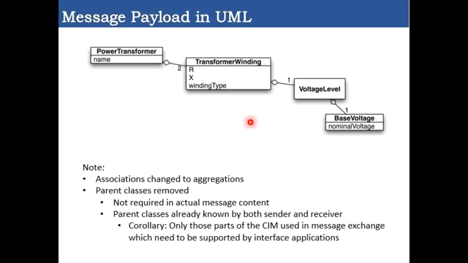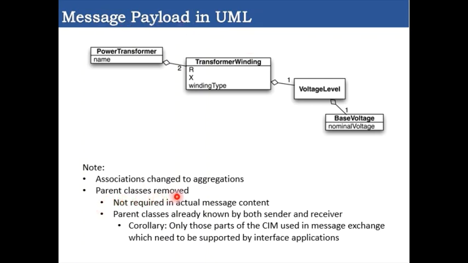So now, in the previous slide we saw how the mapping will happen. The typical classes which are required to create the message payload will be the power transformer, the transformer winding, voltage level, and the base voltage. Now here you can see that we have removed all the other classes for creation of the message payload.